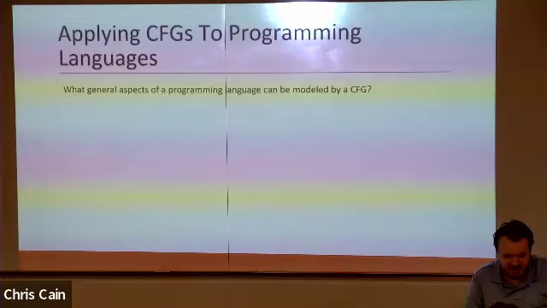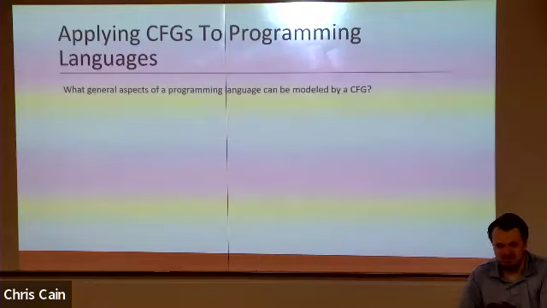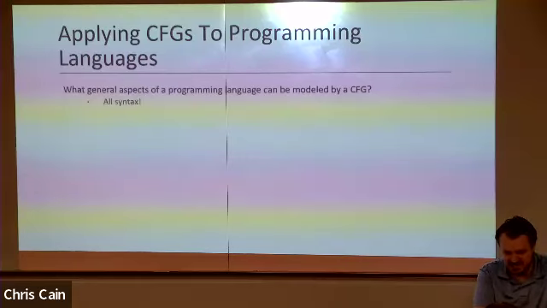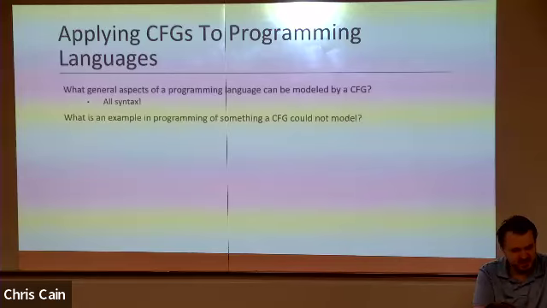Last thing we want to talk about, in general, what aspects of a programming language can be modeled by a context-free grammar? Any idea of what that restriction is? What are the limitations of what a context-free grammar can represent in a programming language? Because we're kind of running out of time, I'm going to do this one fairly quickly, but the answer to this is, it can model all syntax. But what is something that a context-free grammar could not model? How about something like this?